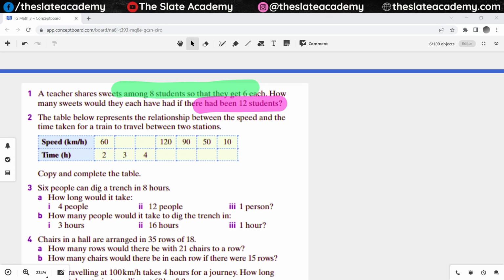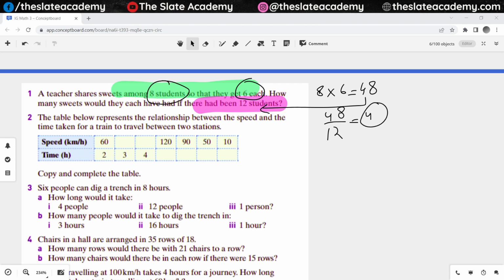Sorry, that's not mentioned in the question. From the information given in the question, if the chocolates are being distributed among 8 and each gets 6, so total number of chocolates is 8 into 6, which is 48. And now these 48 are to be divided in 12 students. So 48 over 12, 4. Each one of them would get 4 sweets. Understood?